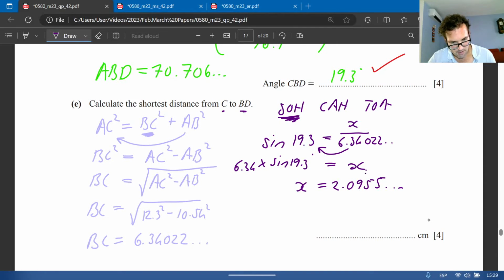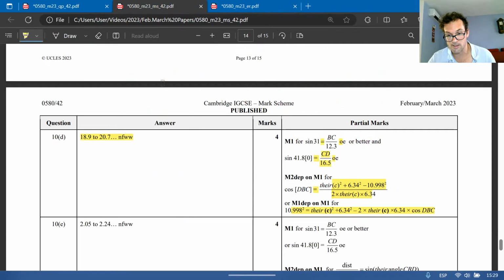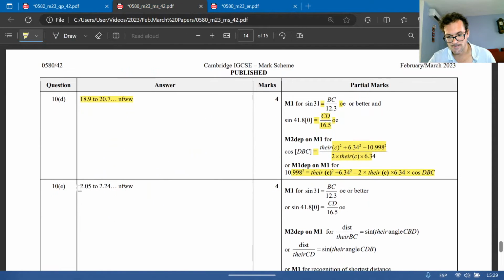Three significant figures means we cut it off there. That gives me, that's a 5. Round up, the 9 becomes 10. So 2.10 is my answer, which is in that range. Good. Between 2.05 and 2.24.